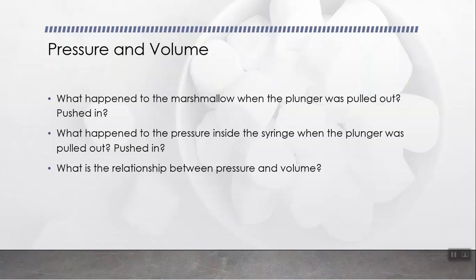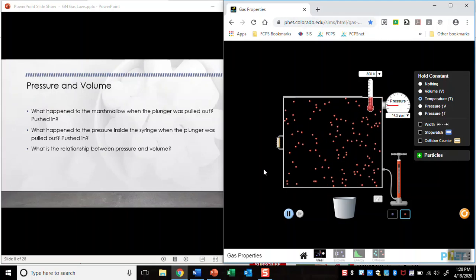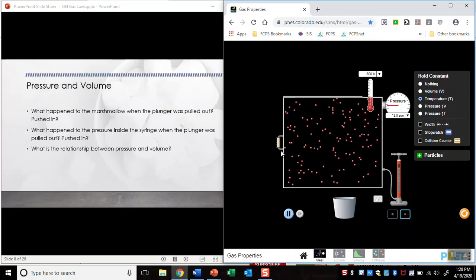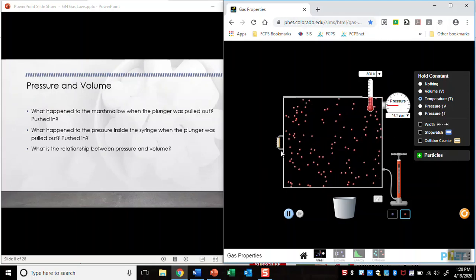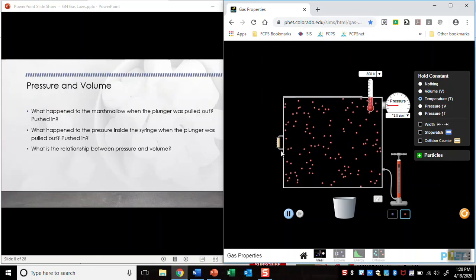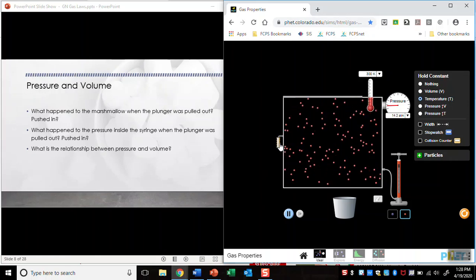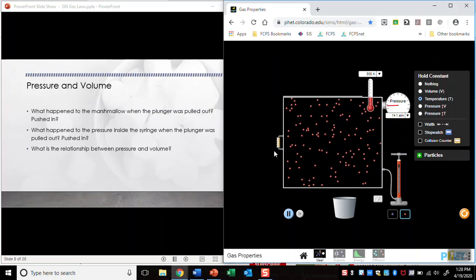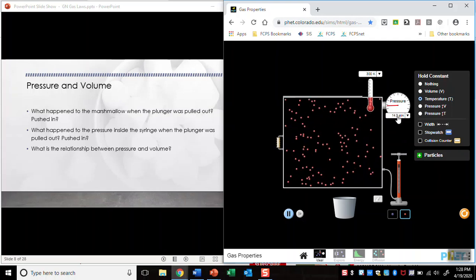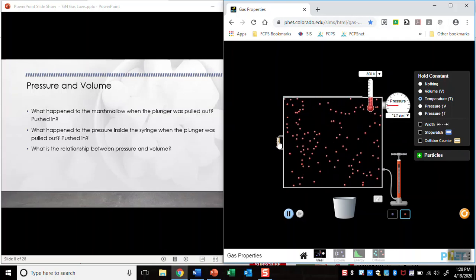When the plunger is pushed in, it creates more pressure because there are more collisions between the gas molecules. I know you can't see gas molecules, but going back to this PhET simulation, to show you what happens to the collisions of the gas molecules, focus on pressure, and I'm going to change the volume. Right now the pressure is right around 14, teetering back and forth.